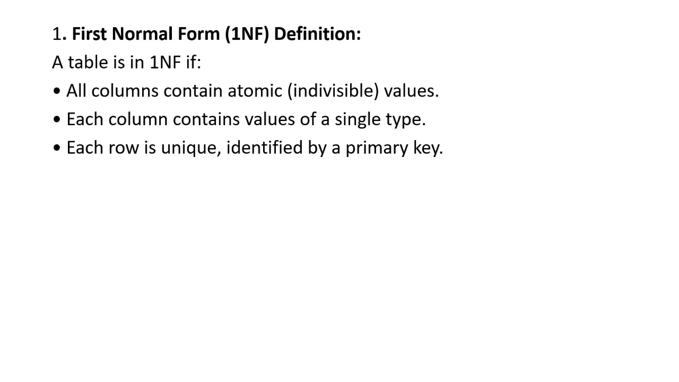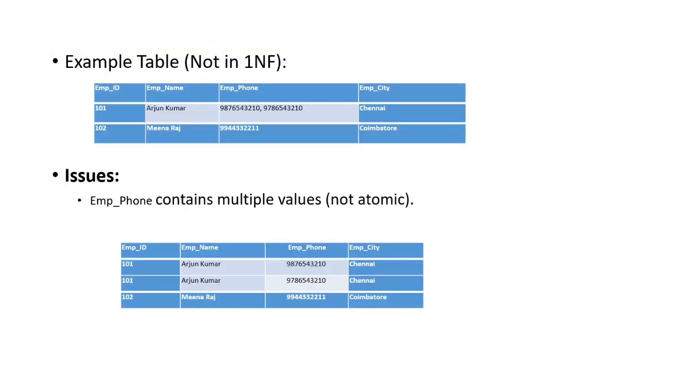So the first normal form we are looking at here. All columns must be atomic. That means each and every column in the table must have indivisible values. And second, each column contains values of a single type. So it must not contain any two values or any duplicate values. It contains only one single value. And each row must be unique and has to be identified by a primary key. Let us look at an example of normal form.